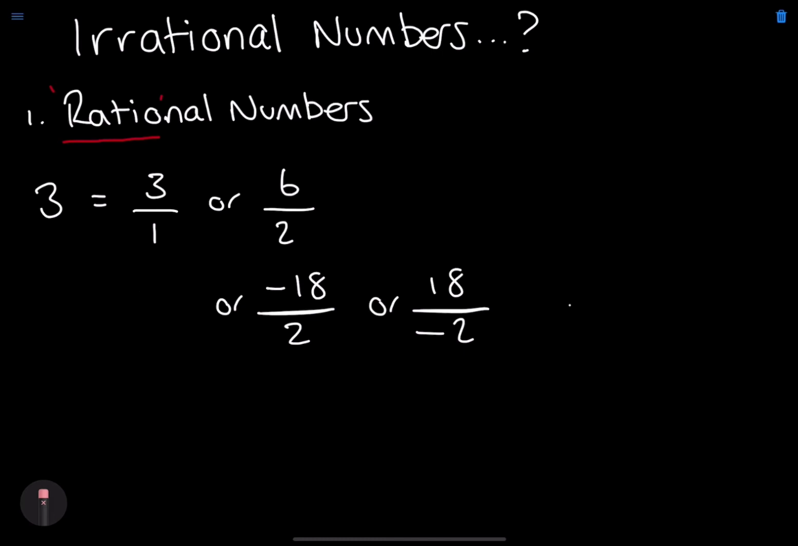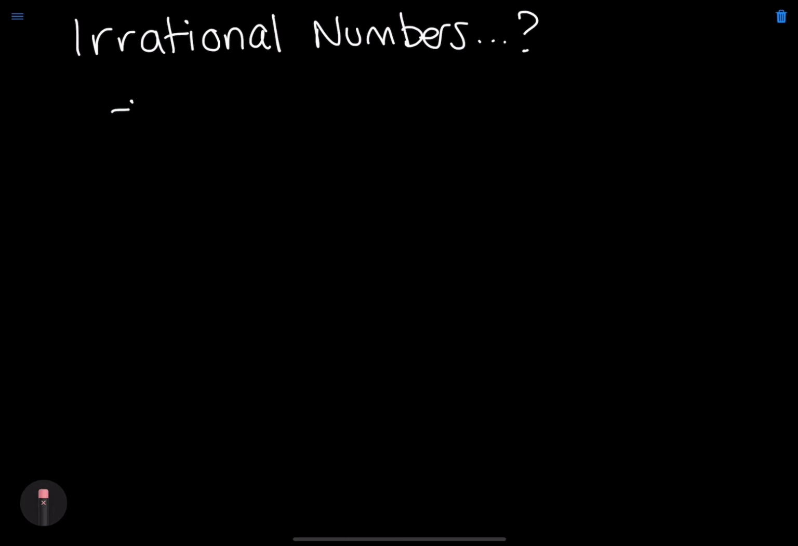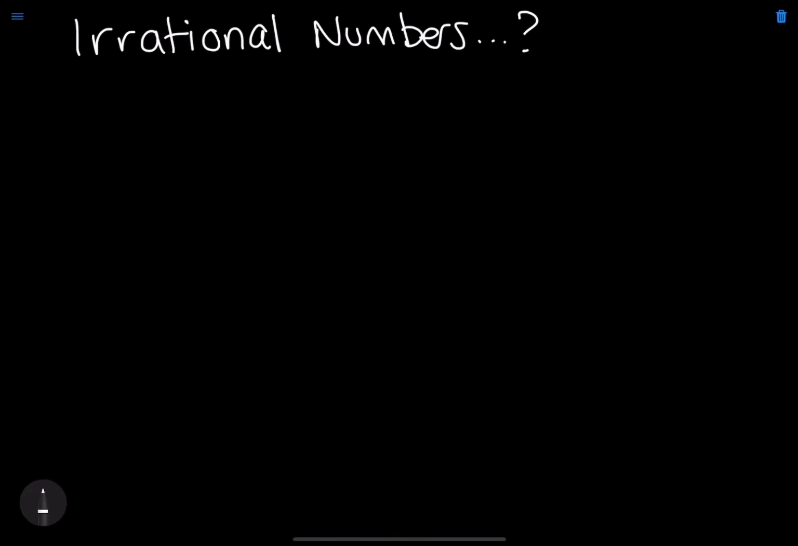Now, let's have a look at irrational numbers. So an irrational number is simply the opposite of a rational number. It's one that can't be expressed as a simple fraction. So let's just quickly cover the idea of non-terminating and non-repeating. A number whose decimal point goes on and on forever is called non-terminating.